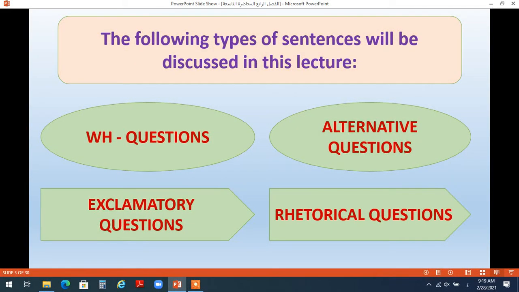So the following topics will be discussed in this lecture. First of all, we are going to discuss the remaining two major types of questions, which are WH questions and alternative questions. Then we will move to the discussion of the two minor types of questions, which are exclamatory questions and rhetorical questions.